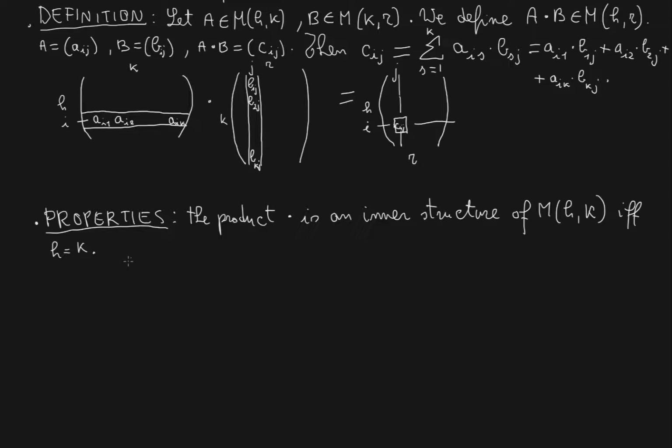Okay, so this is an important fact. When we talk about product structures in a set of matrices, we will have to restrict ourselves to vector spaces of the kind M_{H,H}.